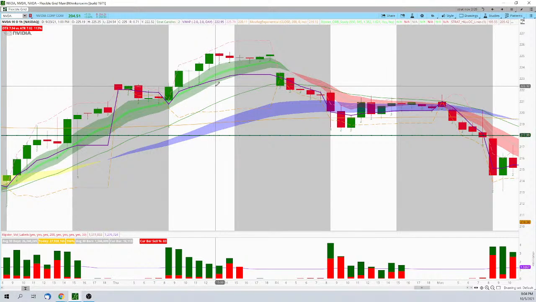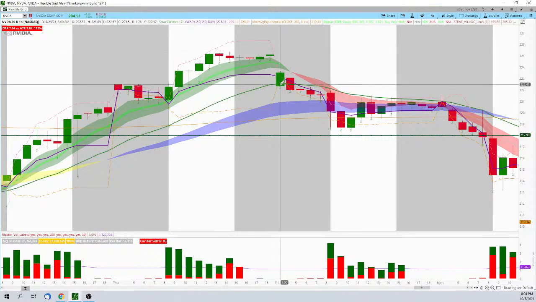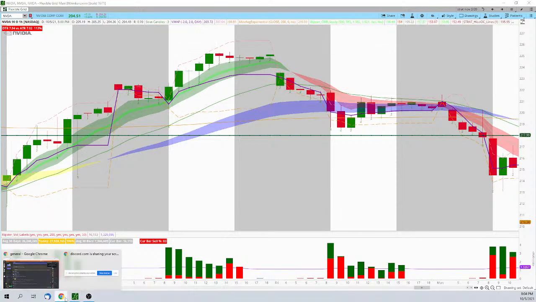It all comes down to account size too and risk management. If you've got a six-figure account, you can sit through an inside day or a little weaker day with next week's contracts. So I hope that makes sense too.